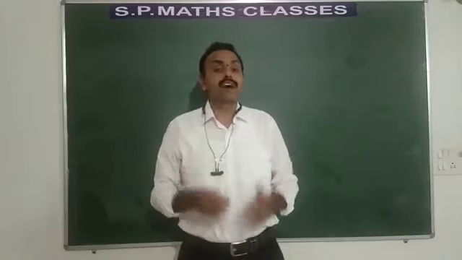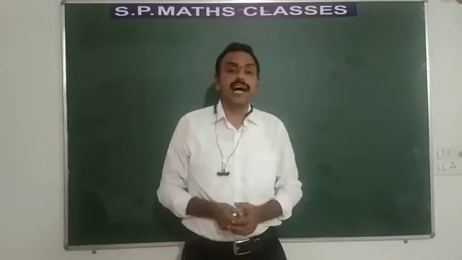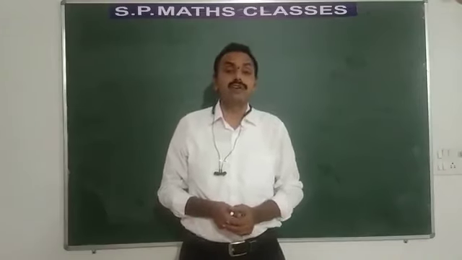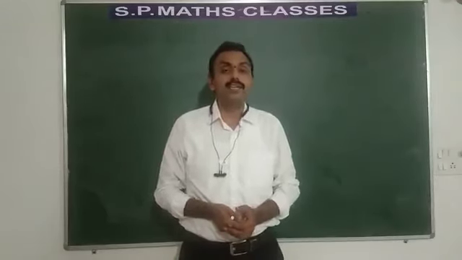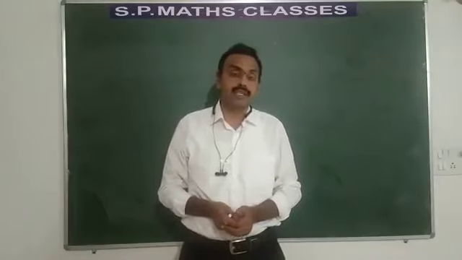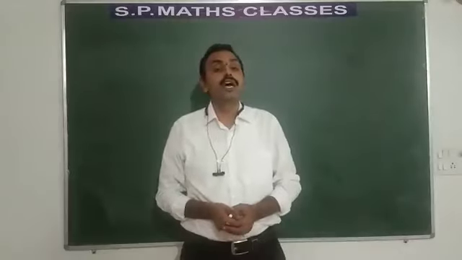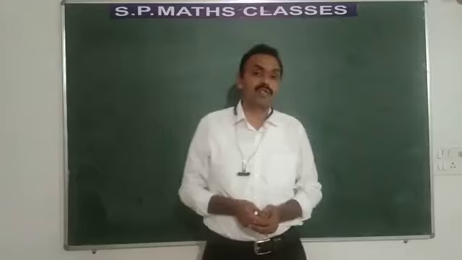We can find out the adjoint of a 2 cross 2 matrix directly by interchanging the diagonal elements and changing the signs of the other elements. We have studied that A into adjoint A is equal to adjoint A into A is equal to determinant A into I. That is one of the important properties which we have proved, that is very important to find the inverse of a square matrix.